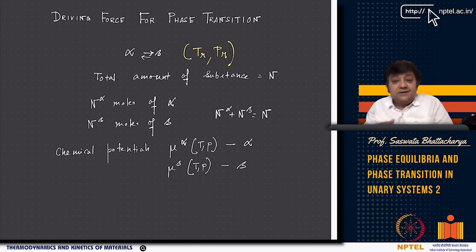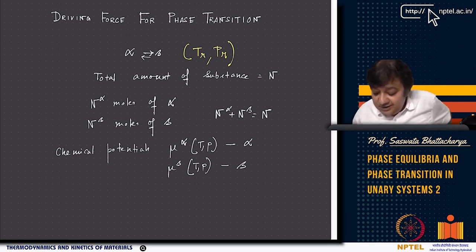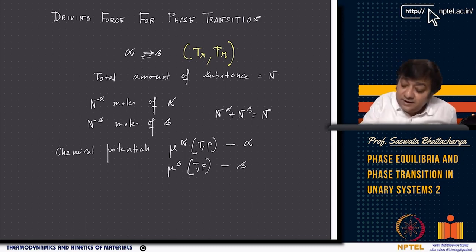Now, say the total amount of substance in the system is n, or n moles of total substance is what we are considering. So, out of these n moles, we have n alpha moles of alpha and n beta moles of beta. We also know that mu alpha(T,P) and mu beta(T,P) are the molar free energies of alpha and beta as a function of temperature and pressure, right? Mu alpha is the molar free energy of alpha as a function of temperature and pressure, and this is mu beta.